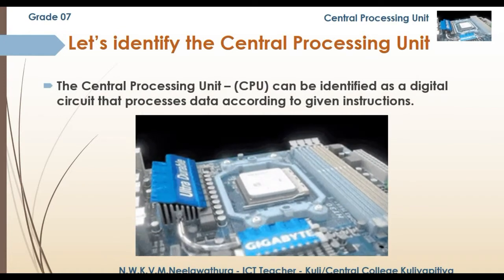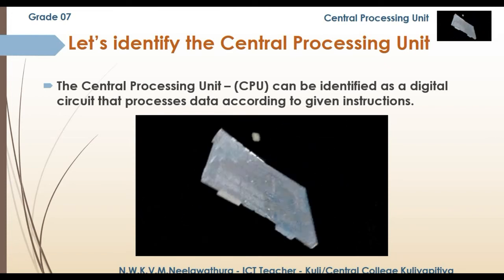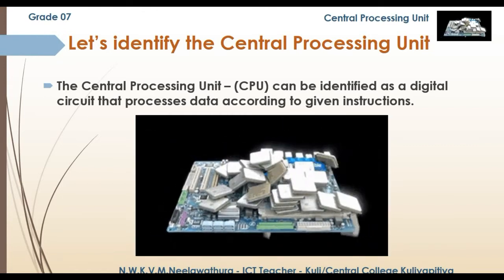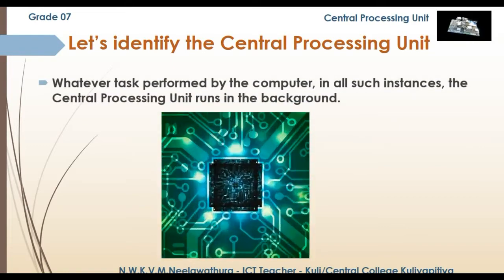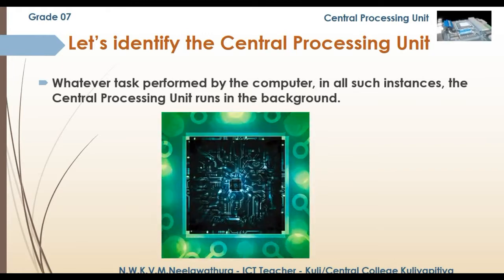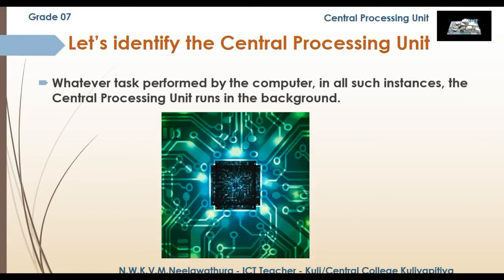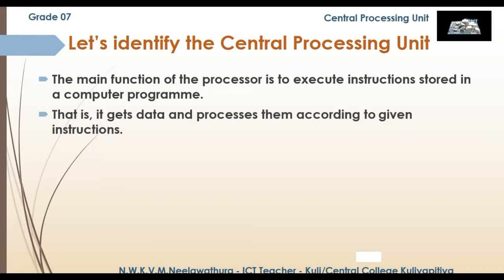The Central Processing Unit, CPU, can be identified as a digital circuit that processes data according to given instructions. Whatever task is performed by the computer, in all such instances, the Central Processing Unit runs in the background. The main function of the processor is to execute instructions stored in a computer program. That is, it gets data and processes them according to given instructions.